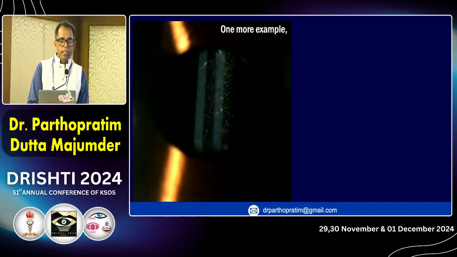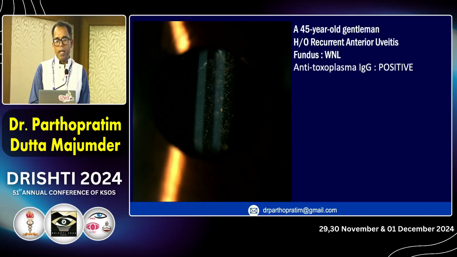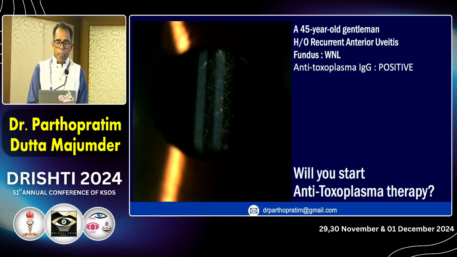Now, one more example I'll give. You can see the cellular anterior chamber here, and the patient is a 45-year-old gentleman with recurrent anterior uveitis, fundus within normal limits, and anti-toxoplasma IgG highly raised. Now, will you start anti-toxoplasma treatment?